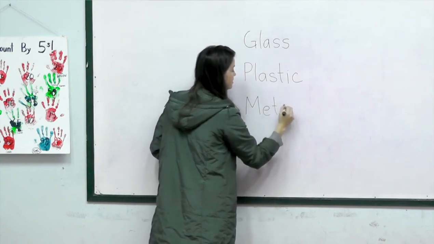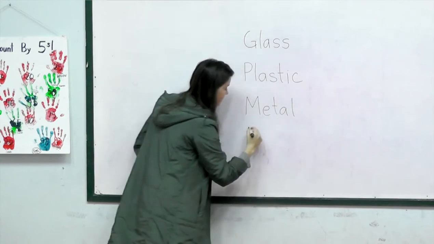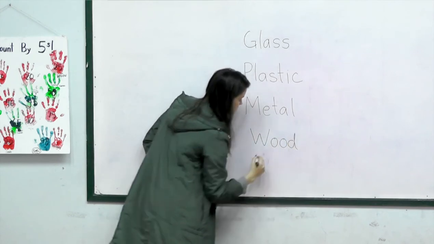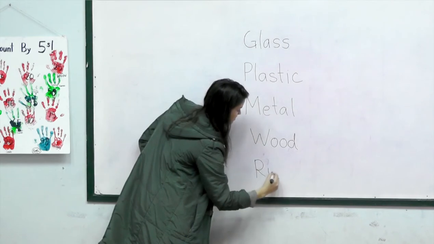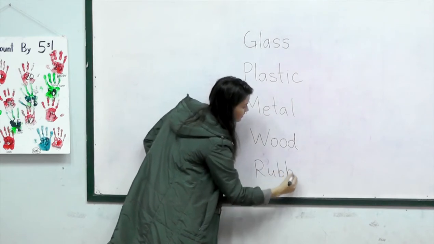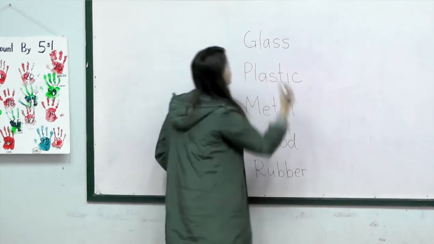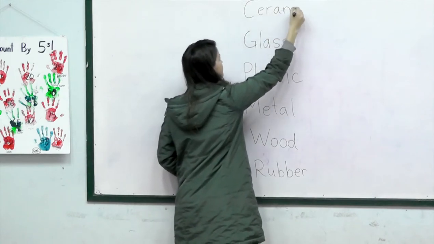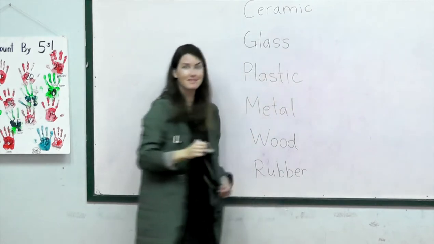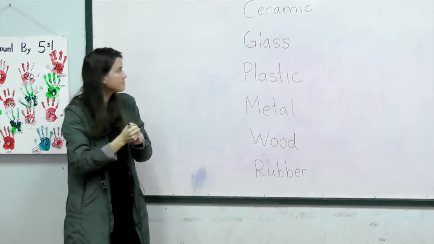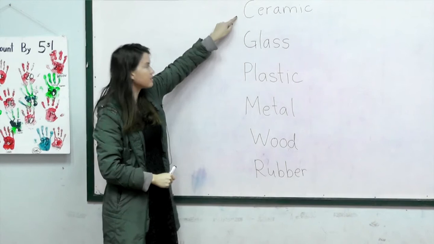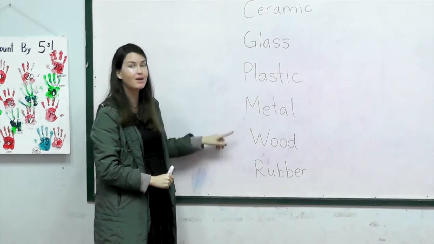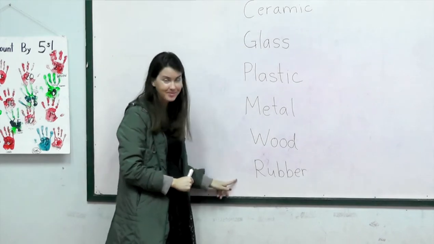Yeah, wood. Good, friends. Rubber. We've got one more. Yeah. And ceramic, my friend. That's great work. That's a lot of things to think of. So we've got ceramic, glass, plastic, metal, wood, and rubber.